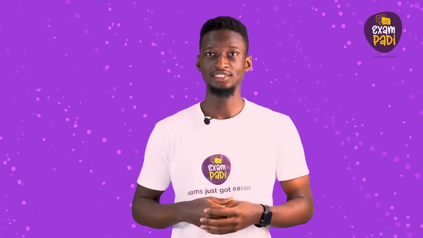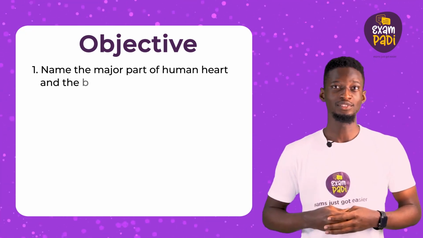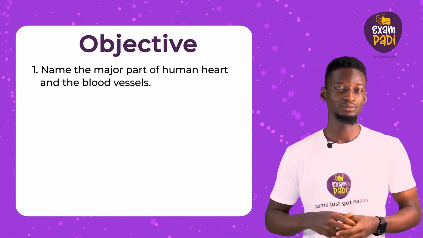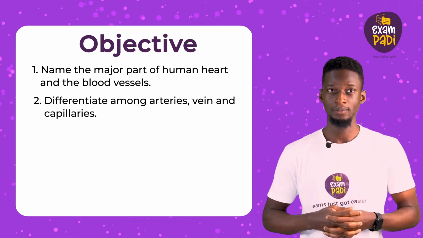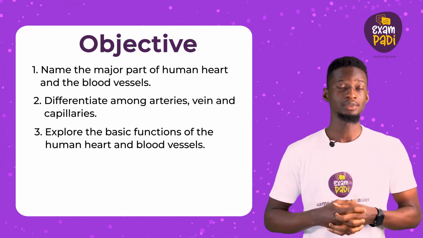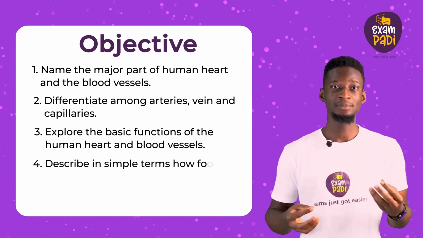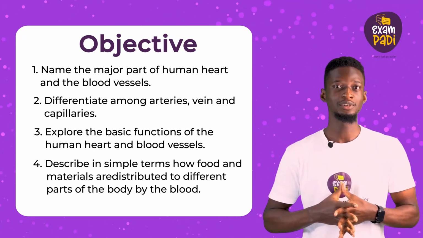At the end of this lesson, you will be able to: 1. Name the major parts of the human heart and the blood vessels. 2. Differentiate among arteries, veins, and capillaries. 3. Explore the basic functions of the human heart and blood vessels. 4. Describe in simple terms how food and materials are distributed to different parts of the human body by the blood.